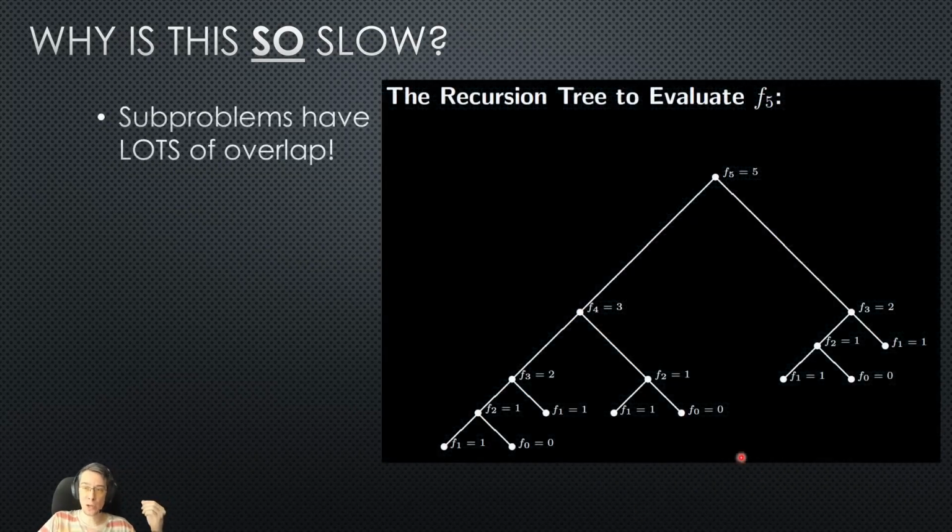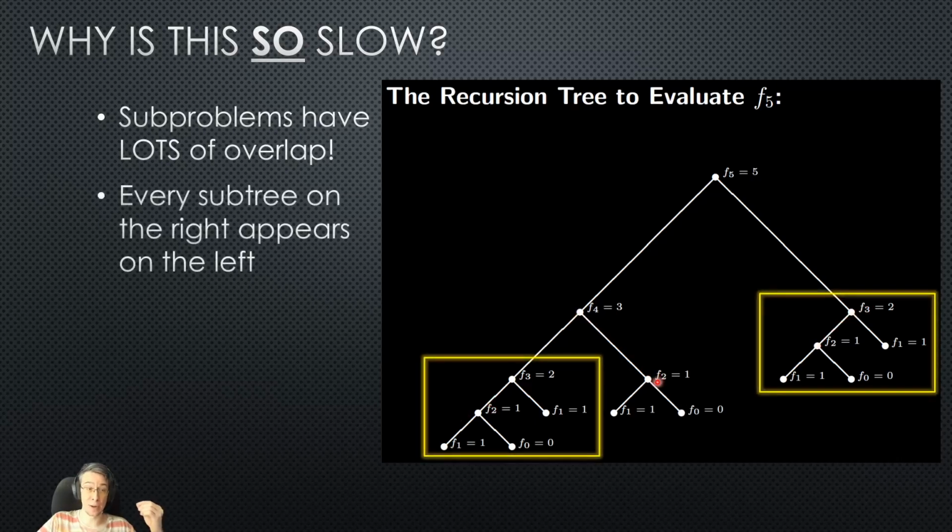Well, if we look at the recursion tree to actually evaluate the fifth Fibonacci number, f5, that recursive algorithm to solve for f5 is going to make a recursive call for f4 and a recursive call for f3. And this recursive call for f4 is also going to make a recursive call for f3. And both of these f3s are going to make recursive calls for f2, and f4 is also going to make a recursive call for f2. So the subproblems have a lot of overlap.